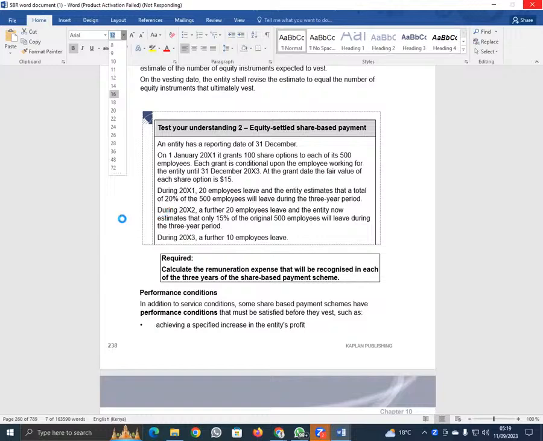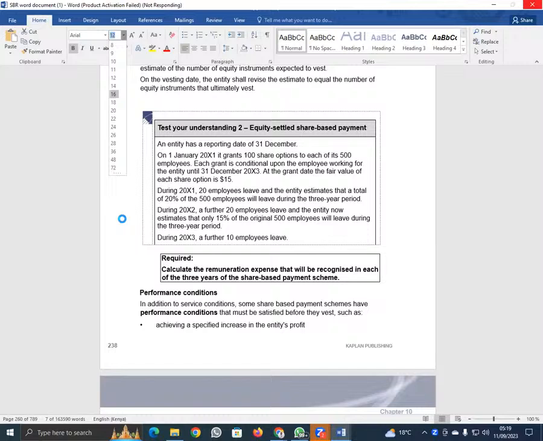During 2021, 20 employees leave the company, and the entity estimates that a total of 20% of the 500 employees will leave during the 3-year period. During 2022, a further 20 employees leave, and the entity now estimates that only 15% of the original 500 employees will leave during the 3-year period. During 2023, a further 10 employees leave. They want us to calculate the remuneration expense that will be recognized in each of the 3 years of the share-based payments.